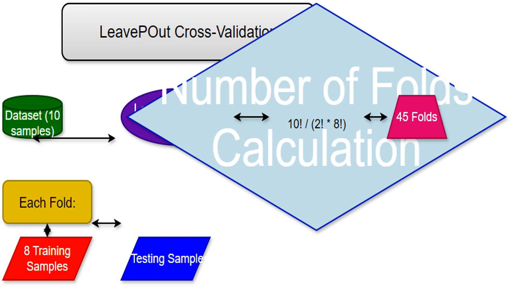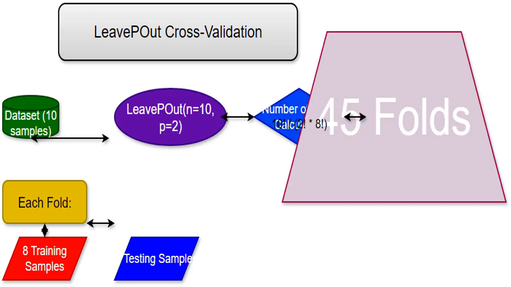This is crucial because the number of folds directly impacts the training and testing process. This is the result of the calculation. It signifies that the LeavePOut method will create 45 different training and testing splits of our data. Each split is unique, which is great for robust model evaluation.